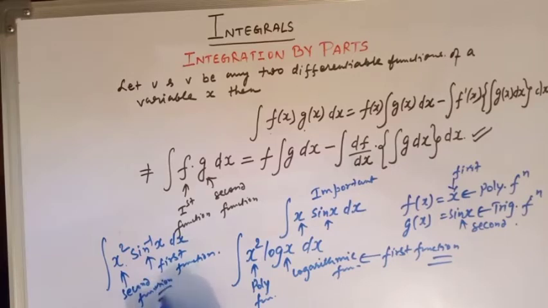So what we have concluded here is that if we have a polynomial function with a trigonometrical function, then the polynomial function should be treated as first and the trigonometrical function should be treated as second. But if we have a polynomial function with an inverse trigonometrical function or logarithmic function, then the inverse trigonometric function or the log function should be treated as the first function. Clear?